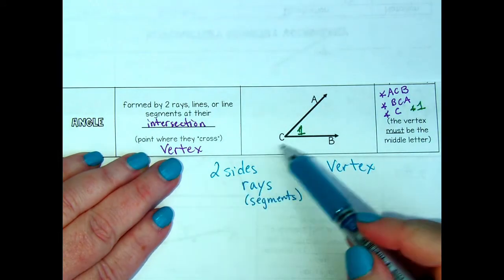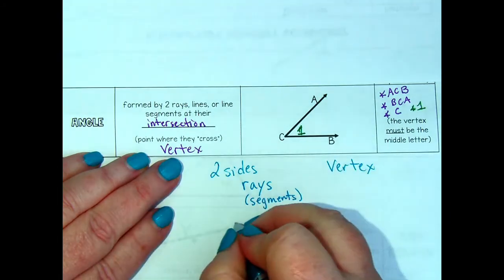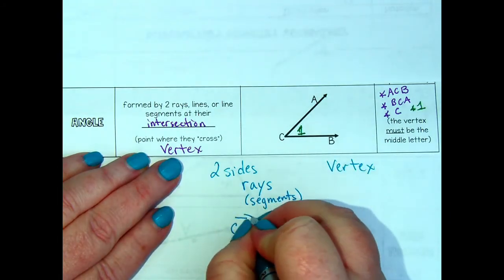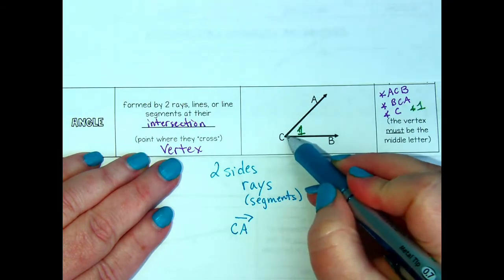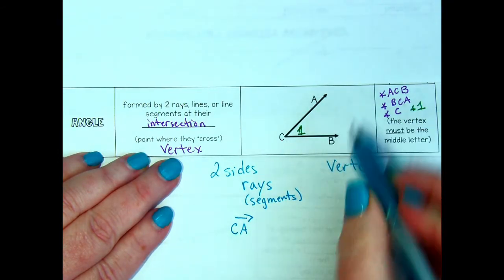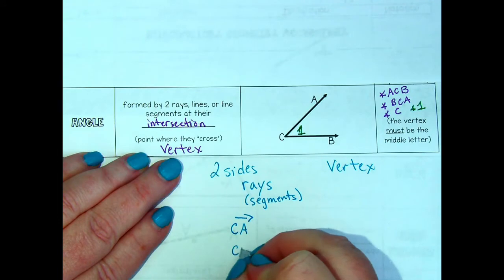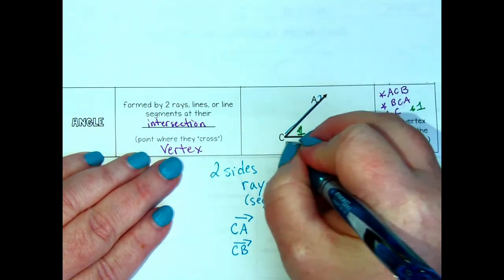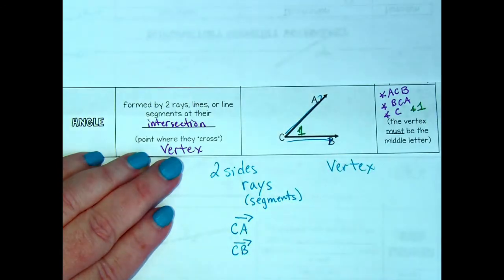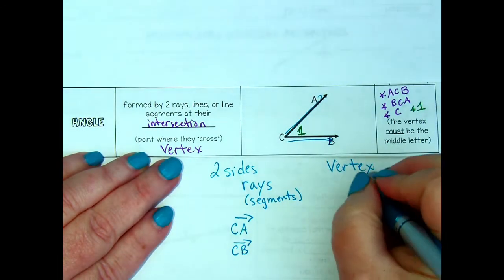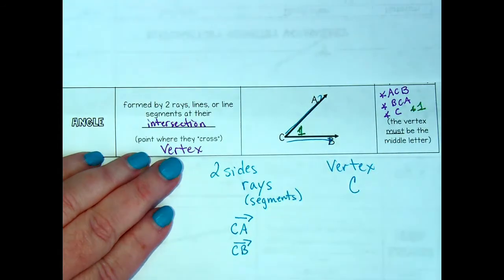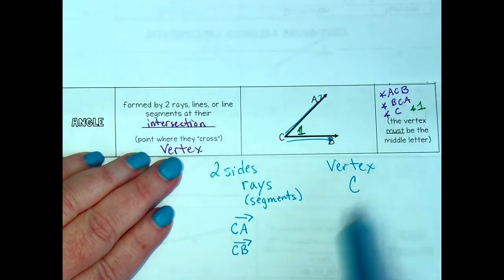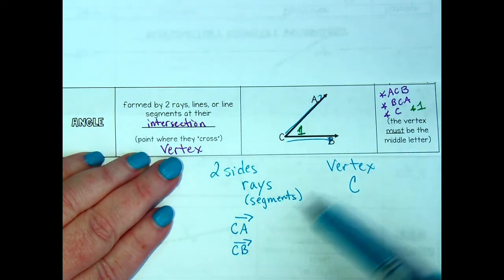So if I am asked to find the two sides of this angle, I would say that it's ray CA, because I always start at the vertex and go out, and ray CB, because I always start at the vertex and go out. And the vertex in this case would just be point C, because that is where the two rays intersect or meet. And that is how we name angles. That is how we can find the parts of angles.